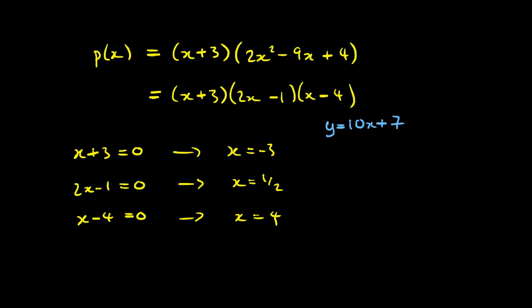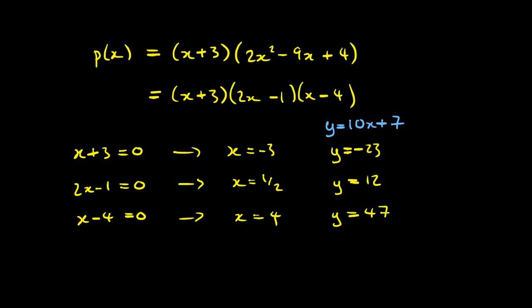So the y coordinates are going to be found by multiplying our x coordinate by 10 and adding 7. So negative 3 times 10 is negative 30, plus 7 is negative 23. The y coordinate is equal to negative 23. 1/2 times 10 is 5, plus 7 is 12. And 4 times 10 is 40, plus 7 is 47.